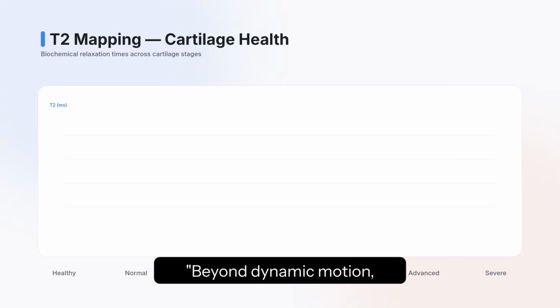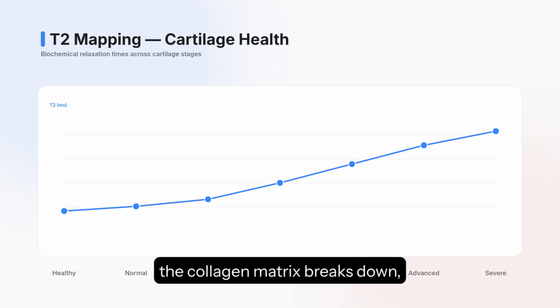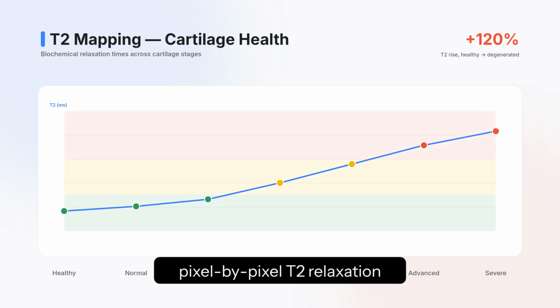Beyond dynamic motion, modern MSK MRI evaluates articular cartilage health at the biochemical level using T2 mapping. Normal hyaline cartilage consists of a tight collagen matrix that restricts water molecule mobility, resulting in low T2 relaxation times. When early osteoarthritis or cartilage degeneration begins, the collagen matrix breaks down, increasing water content and mobility. T2 mapping calculates pixel by pixel T2 relaxation times, producing a color-coded map that pinpoints pre-structural cartilage breakdown years before physical tears show up on standard FSE sequences.